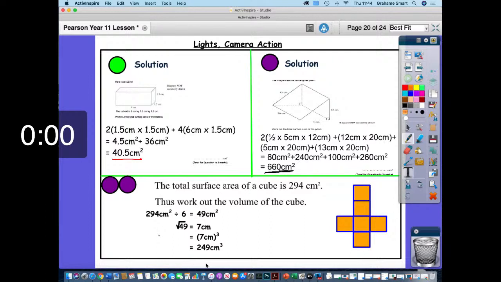Okay, let's quickly go through this one. The total surface area of a cube is 294 centimetres squared. And I've drawn the net here. And what I know about a cube is we have 6 faces. You can see them all here: 2, 3, 4, 5, 6. And they all have equal area. So if I divide that by 6, which is what I've done there, that gives me the area of each and every single one. I'm only going to write it on one. I know that the area of that square and all the other squares are 49 centimetres squared. 49, 49, 49, 49.